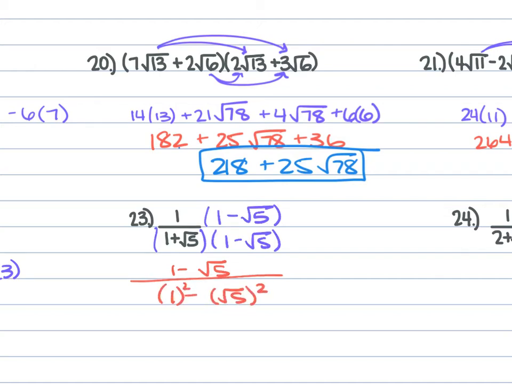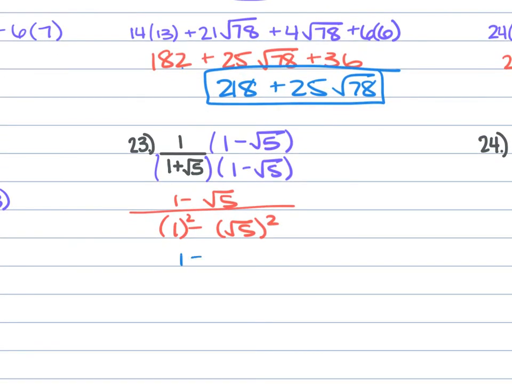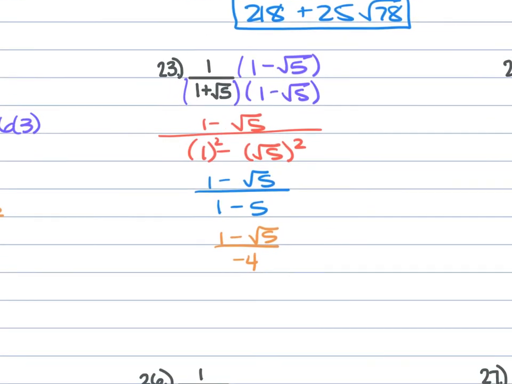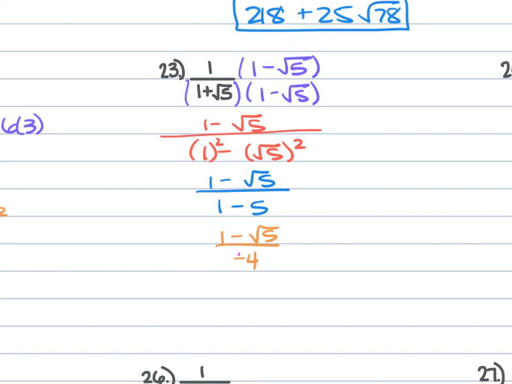So 1 squared minus the square root of 5 squared. So this is going to be 1 minus the square root of 5 all over 1 minus 5. So 1 minus the square root of 5 all over negative 4. You can't have a negative in the denominator, so turn it into a positive. This will become positive, this will become positive, and that negative 1 will become a negative. So it's going to be negative 1 plus the square root of 5 all over 4.